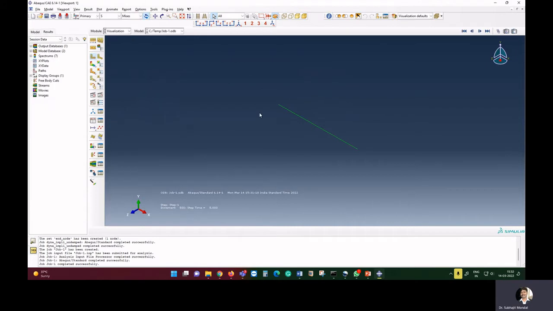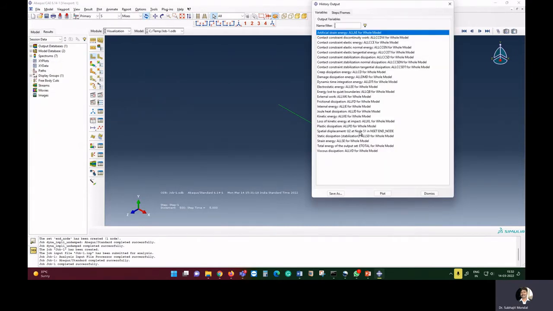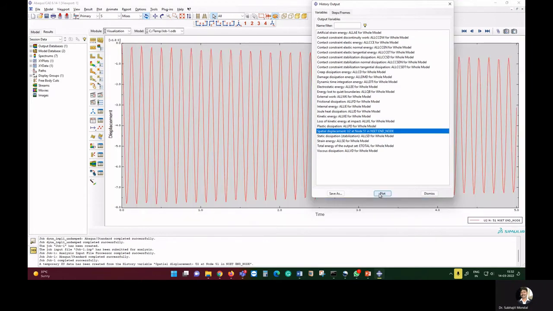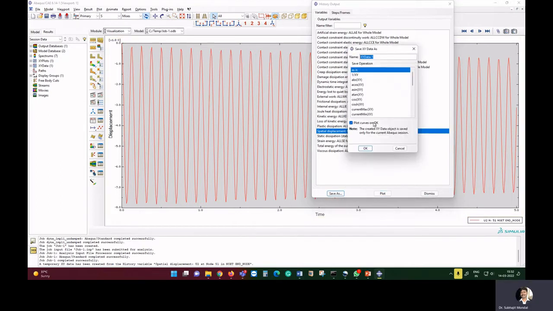Job is completed. Now what we can do, we can go to history output. Here we can ask for the result. Here you can see we have requested for 5 units of time, so we are getting some response, and we can save it.